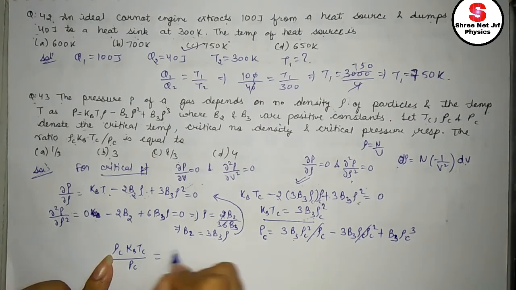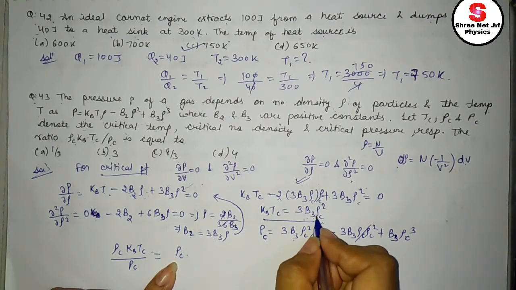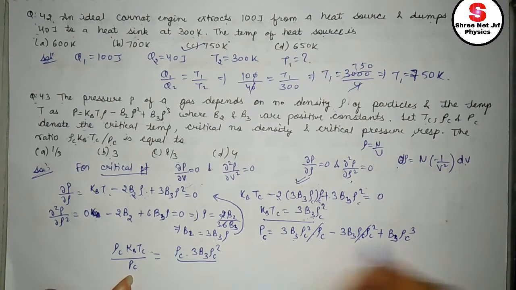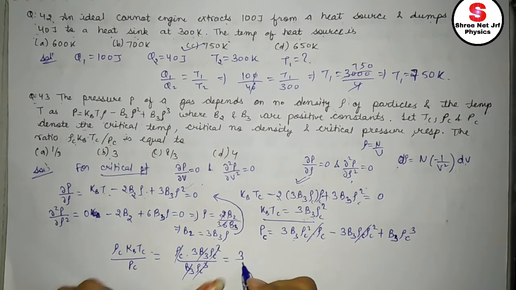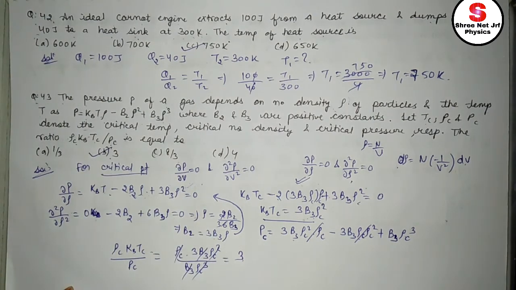Now see this whole term, ρc KB Tc divided by Pc. What does it give me? ρc as it is, then KB Tc, using it I can write 3 B3 ρc square, divided by Pc, and Pc is B3 ρc cube. B3 cancels out, ρc square and ρc gives us power cube. Here the cube cancels out, so the ratio comes out to be 3. So option B is our right answer.